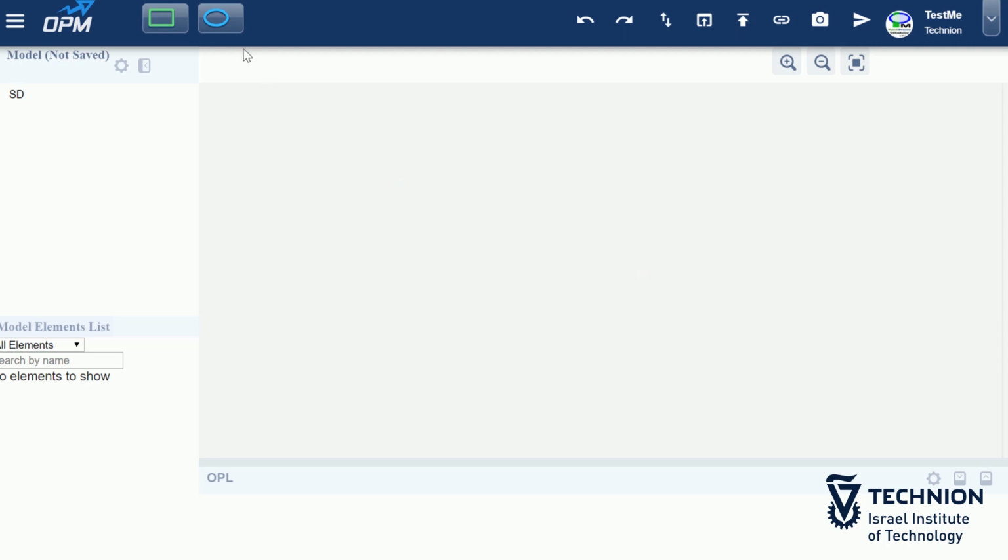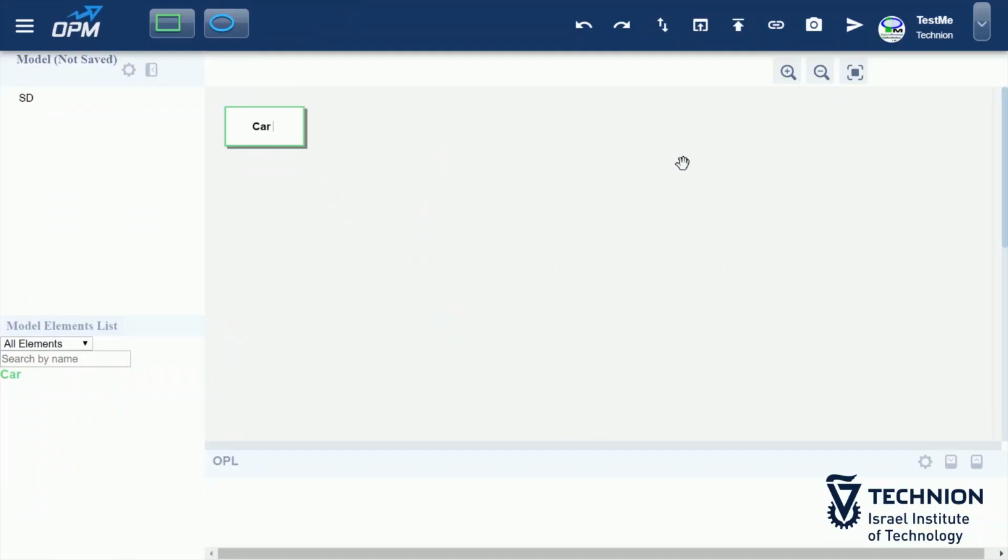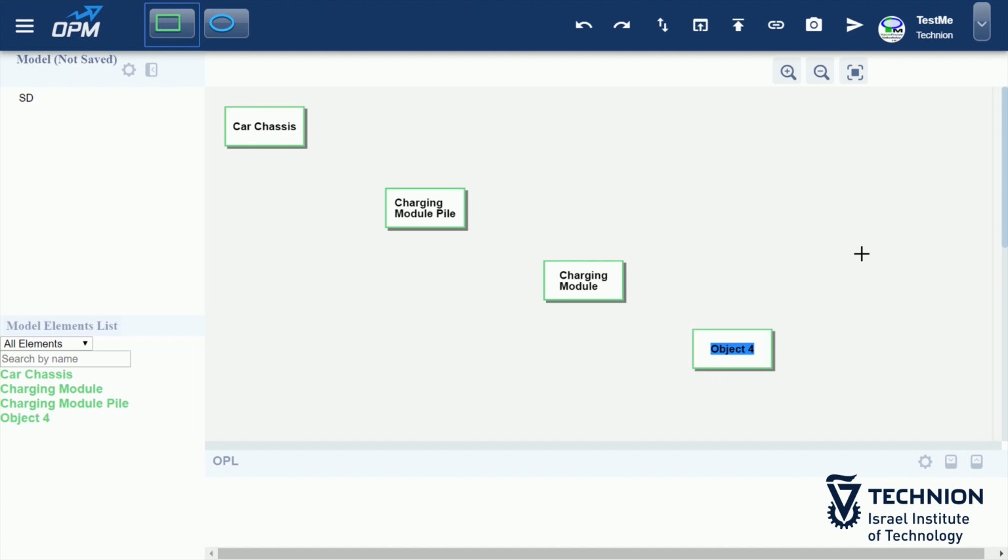Here is the canvas, and here is where you can select what thing to add to the canvas, an object or a process. Let's model the video we just saw. First, we'll add the objects to the canvas: car chassis, charging module pile, charging module, and pouch cell. Of course, all these objects are physical, so they are shaded.